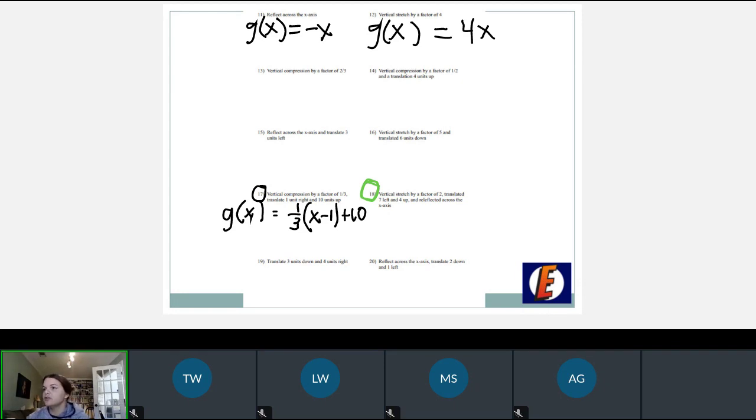It is a vertical, okay, so first of all, let's rewrite. g of x equals, okay, we're going to have our x. A vertical stretch by a factor of 2, so I'll put my 2 out in front of x. Translated 7 to the left, so that's going to be plus 7 in parentheses. Up 4, so I'm going to add 4. And then reflected across the x-axis means I'm going to have a negative sign out in front.